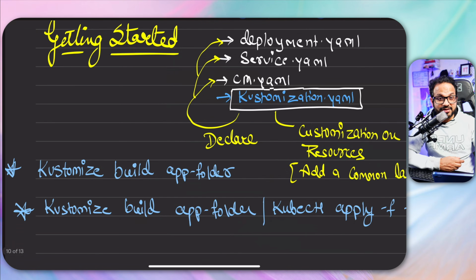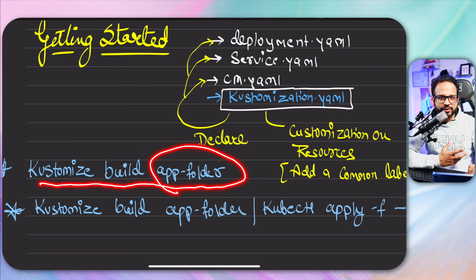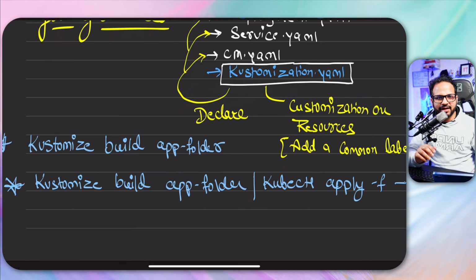Now, to run the customization, there are multiple options. First is, if you have downloaded Kustomize from the binary or from the package itself, then you can run kustomize build and then the location of the folder, and it will generate your manifest YAMLs. And if you just want to apply, then you pipe the result from it to kubectl apply -f -. That's it.